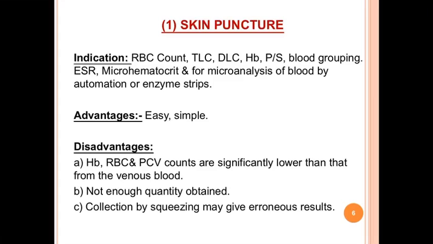The advantage of this method is that it is easy and simple. The disadvantages: first, hemoglobin, RBC count and PCV may be significantly lower than those from venous blood. Second, not enough quantity of blood is obtained from the skin puncture. And third, collection by squeezing may give erroneous results.